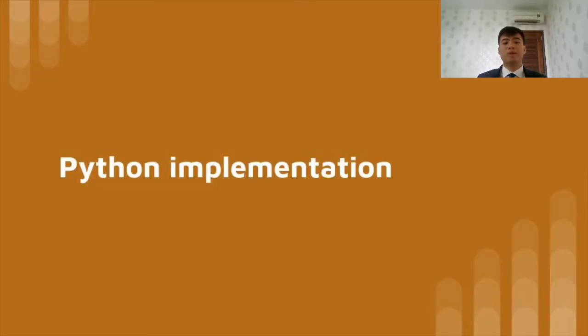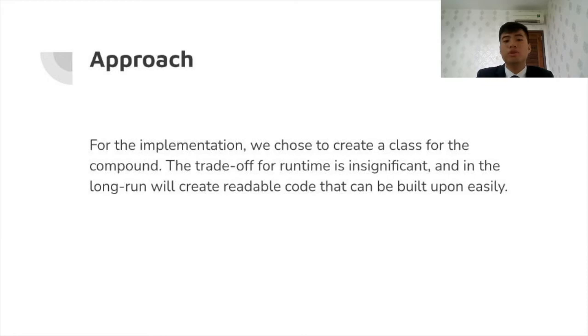Now to the Python implementation of this model. The approach we used is we chose to create a class for the compound and use object-oriented programming to create functions to recognize whether it's a hydrate species, whether it's an organic, inorganic, or ionic compound, things like that. The trade-off for runtime is insignificant, and in the long run, were this code to be built upon, it will create readable code that can be built upon extremely easily as compared to a procedural approach where everything is in one file, which makes it very hard to read and edit.